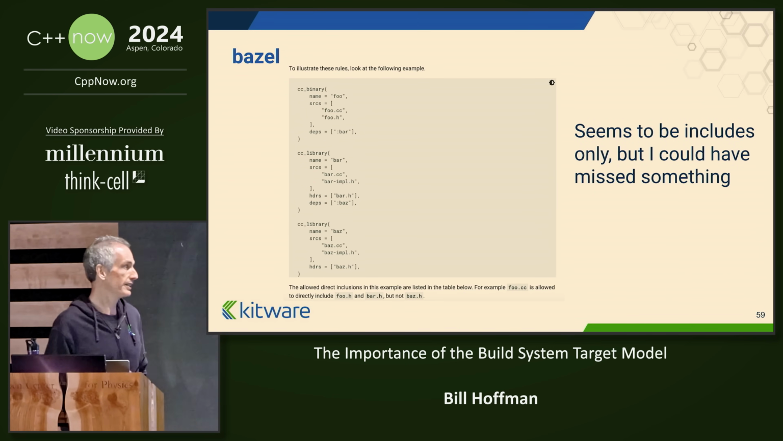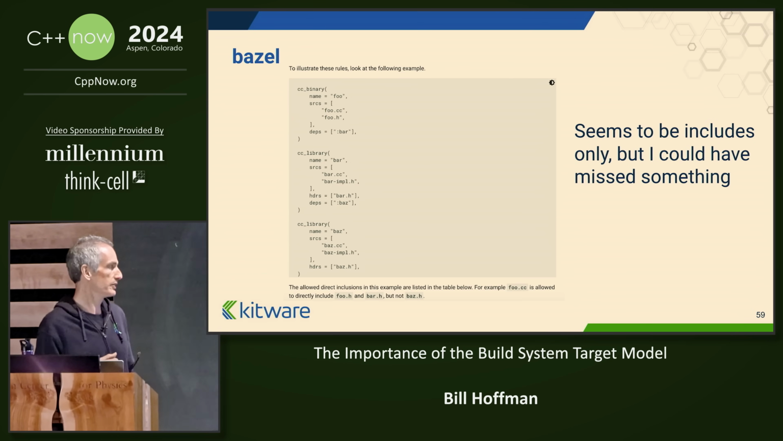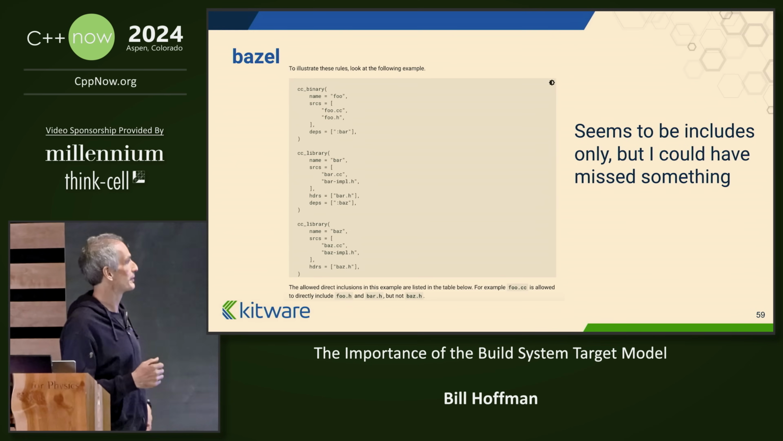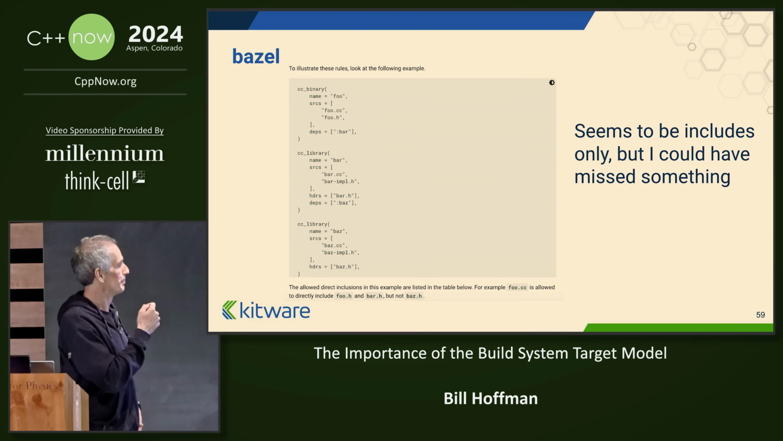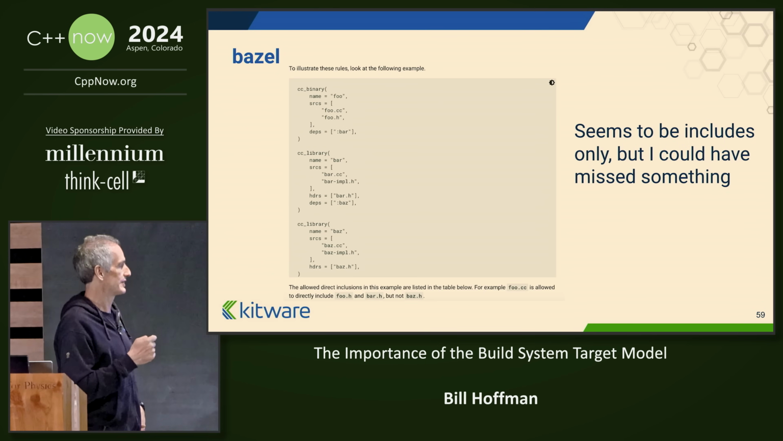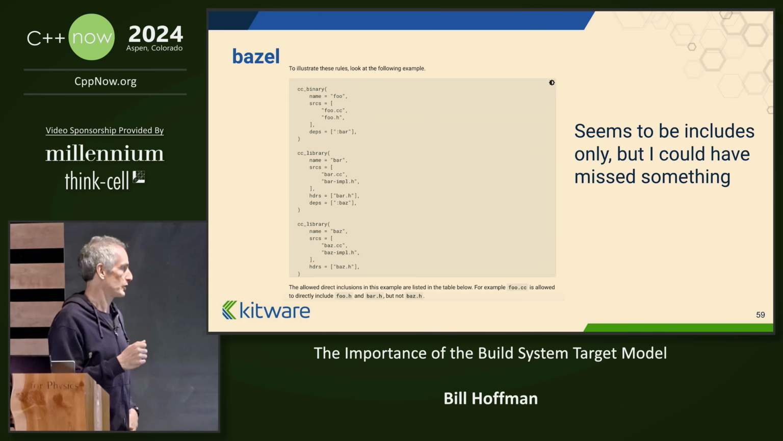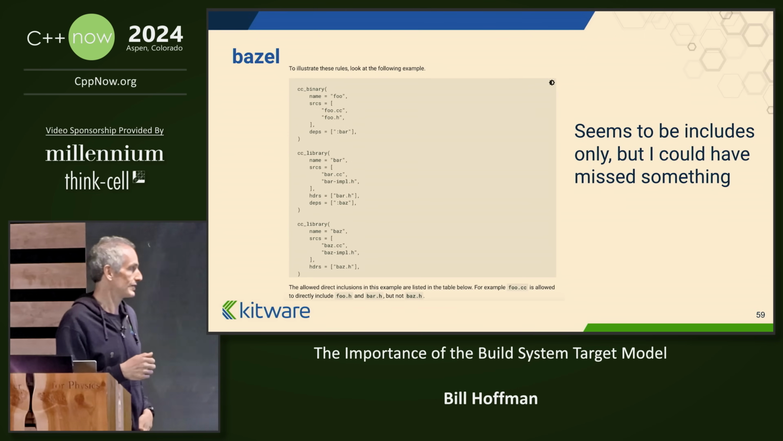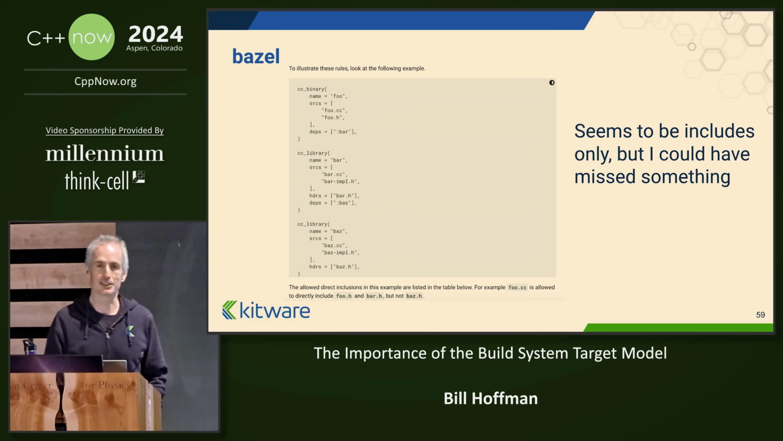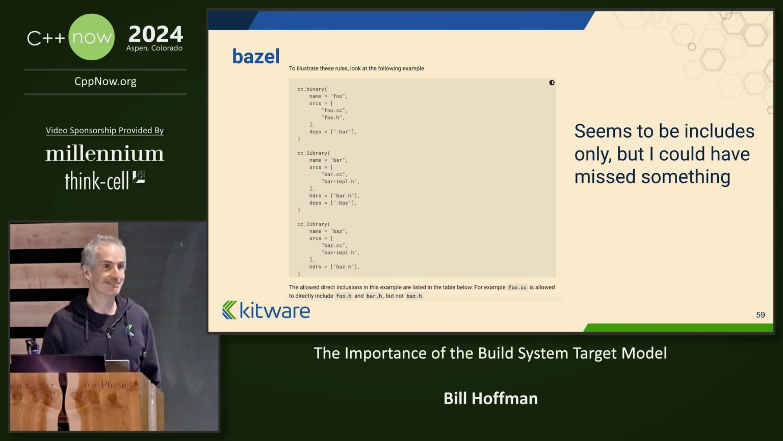Bazel seems to support this idea, except it only seems to work with include files. So in this example from there, they're showing foo depends on bar, and basically the allowed direct inclusions in the example listed below. For example, foo.cxx is allowed to directly include foo.h and bar.h, but not baz.h, because it's an internal header. So they kind of do it for includes, but not all the rest of the flags, as far as I can tell. I might be totally wrong. If anybody in the audience can correct me.